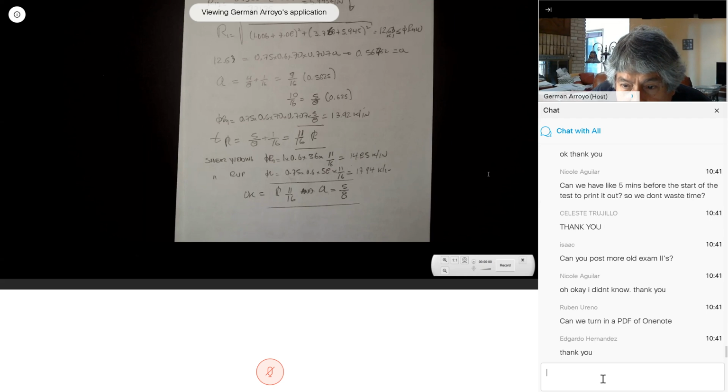Do we turn in a PDF or OneNote? You can turn in a PDF as long as I can read it. You upload a PDF or any way that you can upload it, but make sure that I can read it.